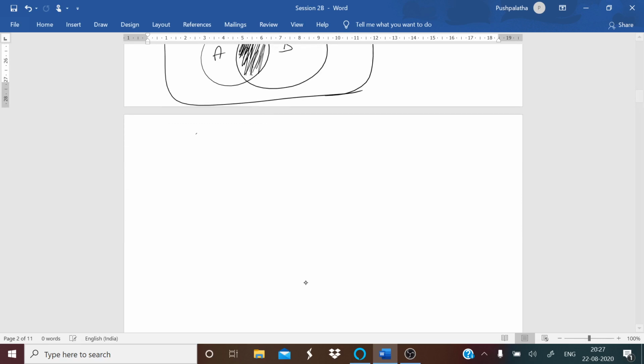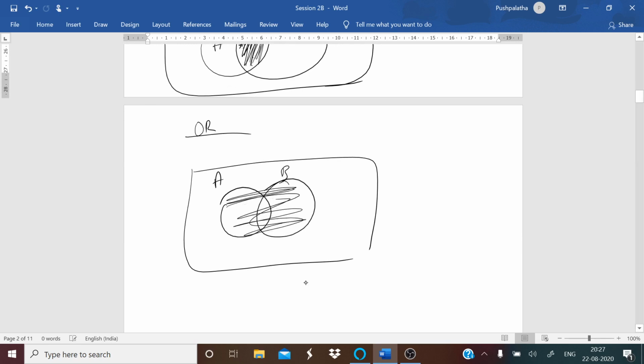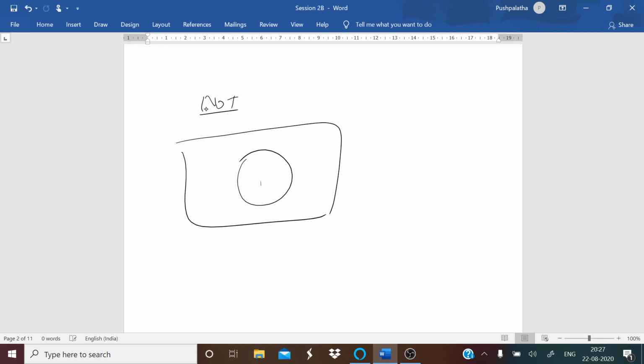Okay, if you go for your OR operation, then you say A, B, everything is colored. And if you go for your NOT operation, this is your A, this will be your A bar. Okay, so this is how you are going to represent your operations using Venn diagrams.